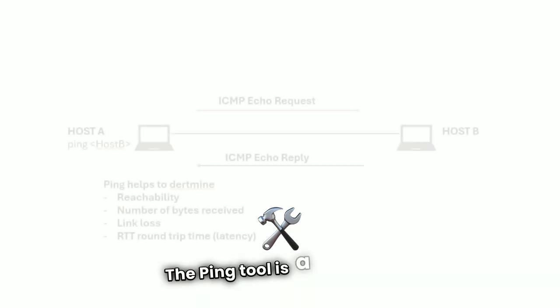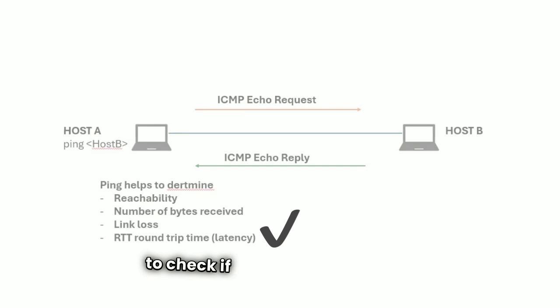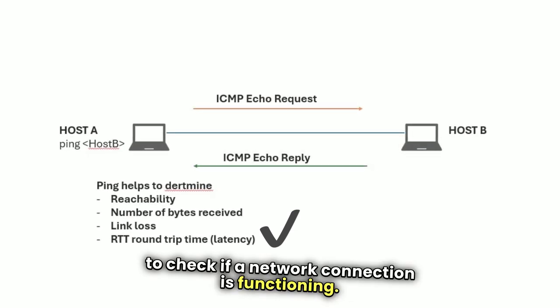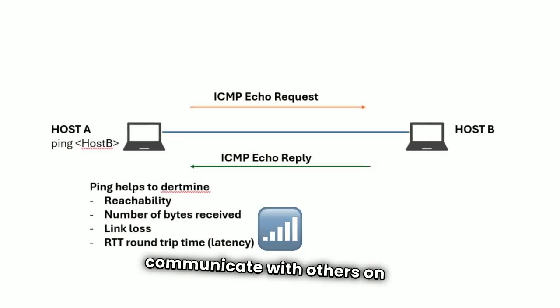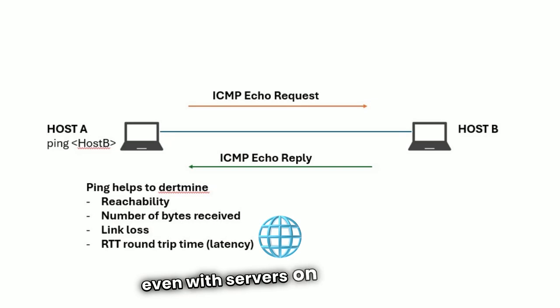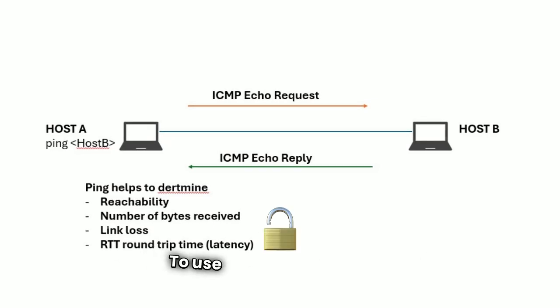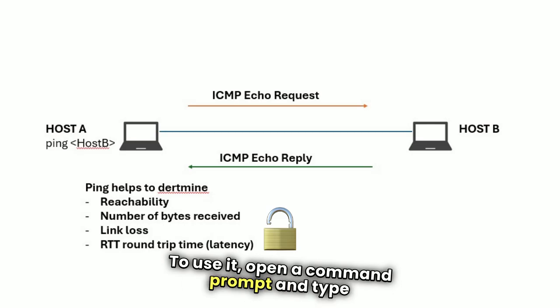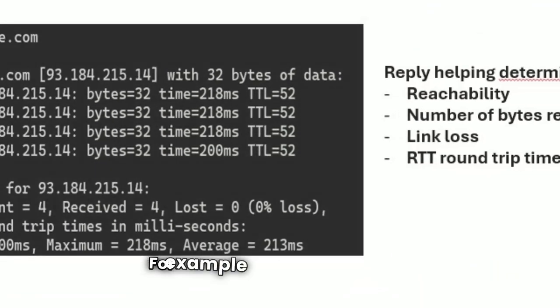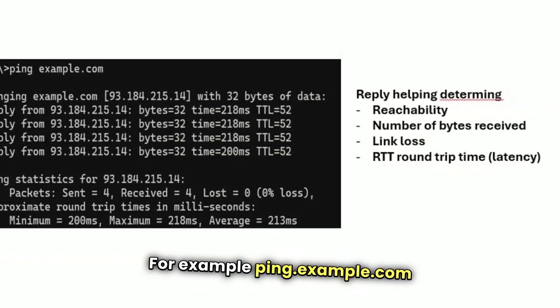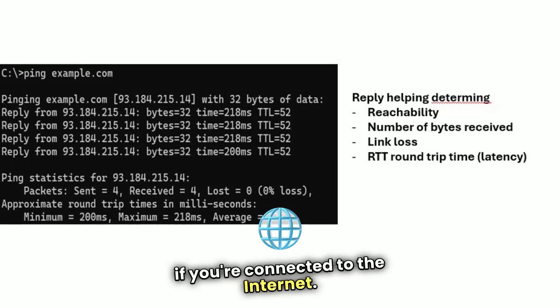The ping tool is a simple yet powerful way to check if a network connection is functioning. It helps you verify if your device can communicate with others on the same network or even with servers on the internet. To use it, open a command prompt and type ping followed by an IP address or domain name. For example, pinging example.com lets you know if you're connected to the internet.